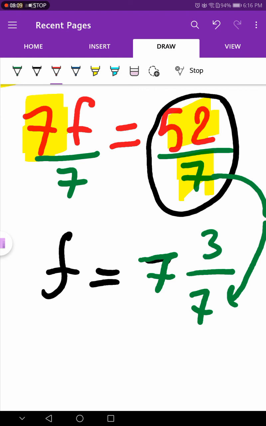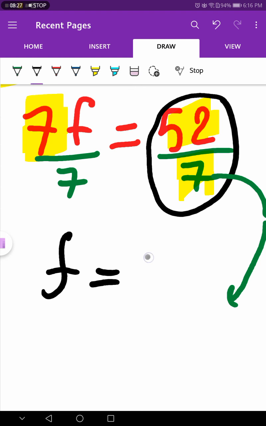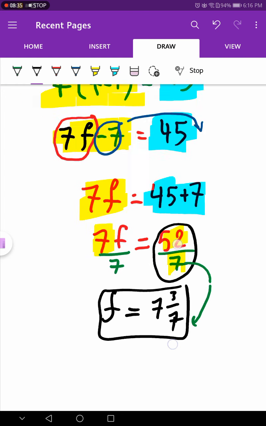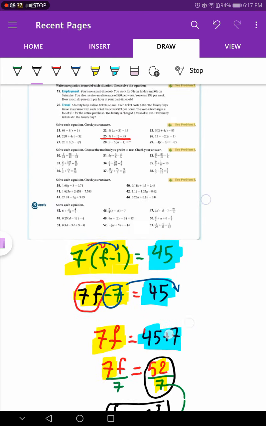Because what is the number that we add to 49 to equal 52? So 7 multiply 7 equals 49. Plus what equals 52? It is plus 3. So it is 7. Let me rewrite it again. It is 7 and 3 over 7. Okay, great.